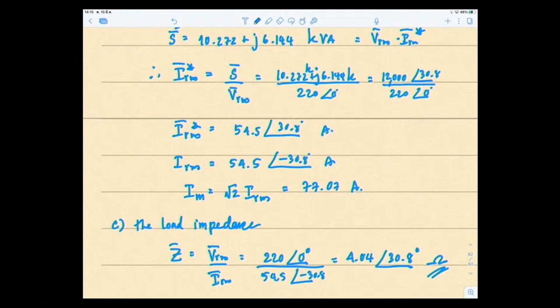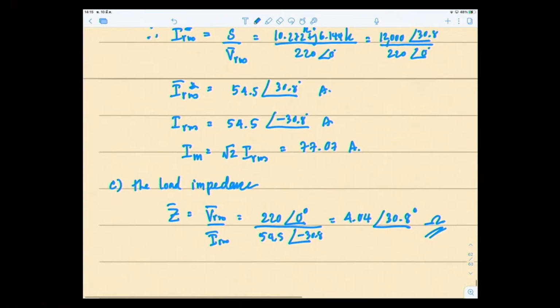Okay, so that's it. Some examples about AC steady state.